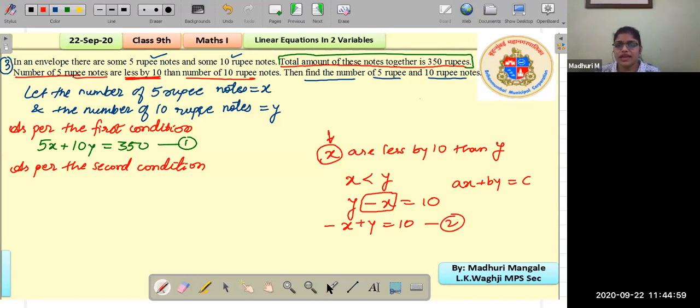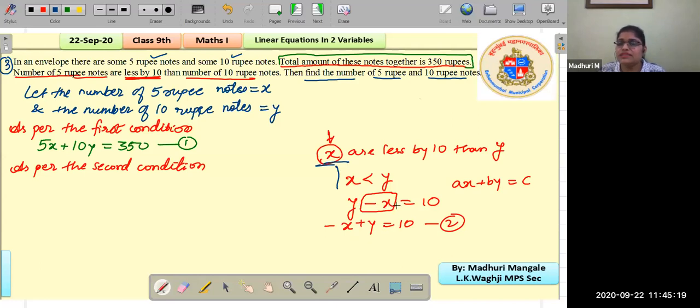Once again, I will just quickly revise how we got this equation. It is given that the number of 5 rupee notes is less by 10 than the number of 10 rupee notes. So X is clearly less than Y, and we subtract the smaller from the greater.